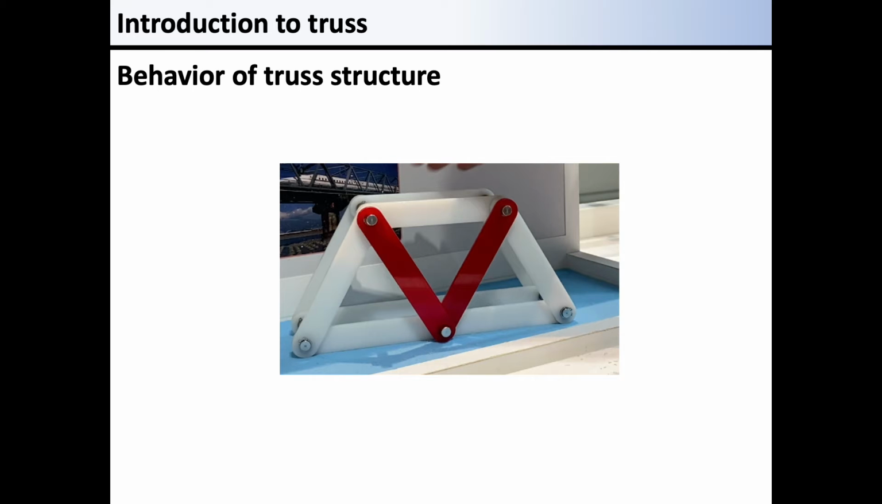A triangle, although the members rotate freely, does not collapse, while a square does. So, this structure is recognized as a rigid structure.